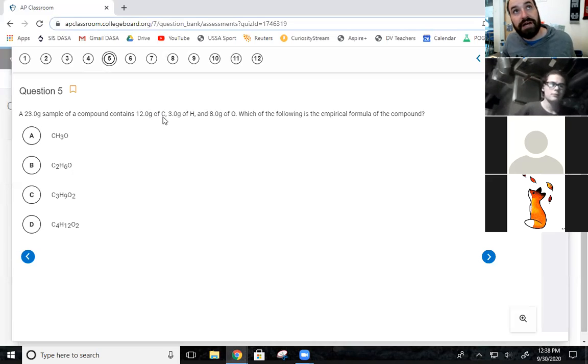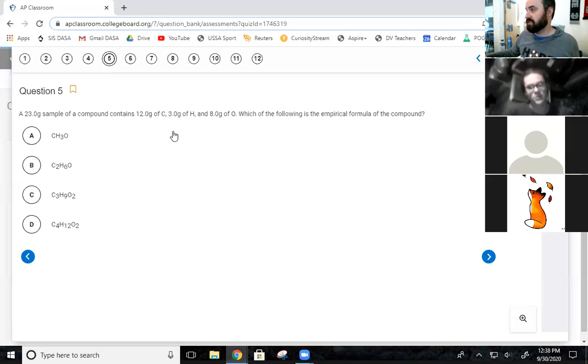Okay, so if we have 1 mole of carbon, we have 3 moles of hydrogen, and we have half a mole of oxygen, look for that same ratio in the empirical formula, right? That ratio is 1 to 3 to half, or if we can, we can just multiply them all by 2. It's 2 to 6 to 1. So it's C2H6O1.